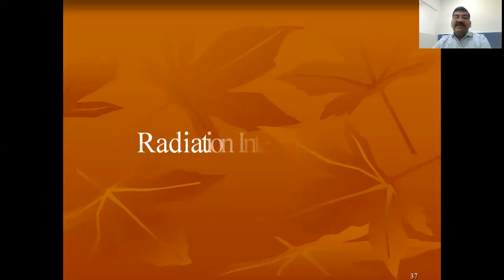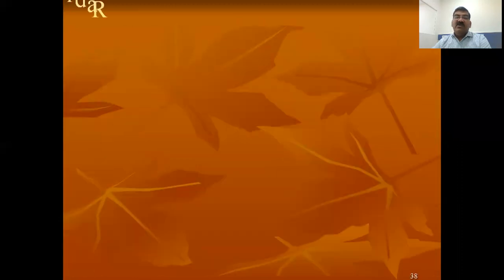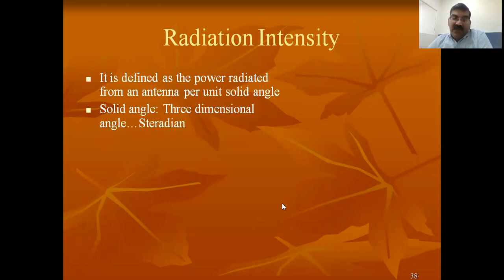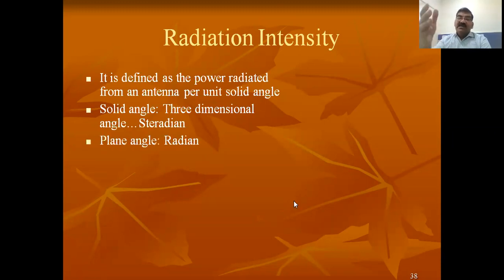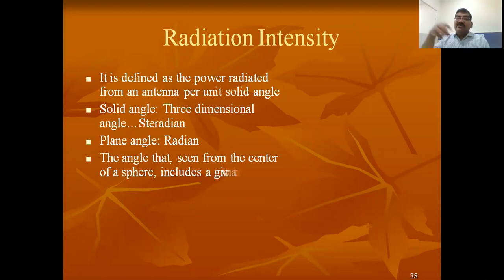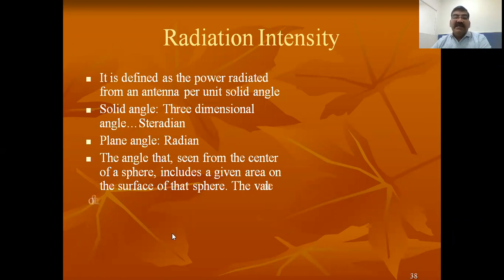Now we go to radiation intensity. Radiation intensity is defined as the power radiated from an antenna per unit solid angle. Previously, we took the radiation density for the entire lobe. Now we are considering it specifically per unit solid angle. A solid angle is three-dimensional, as I explained in the coordinate system with the example of a watermelon, a cone. So that solid angle is considered here.